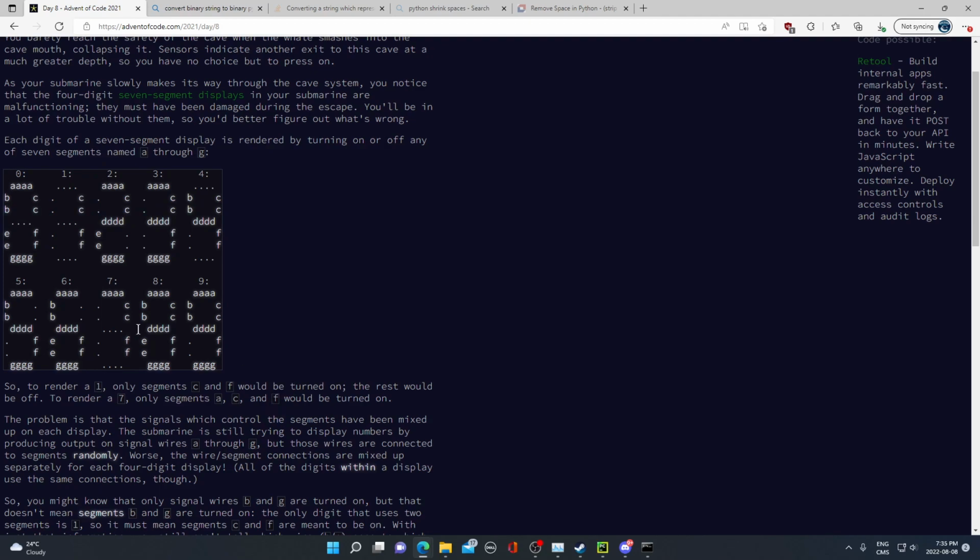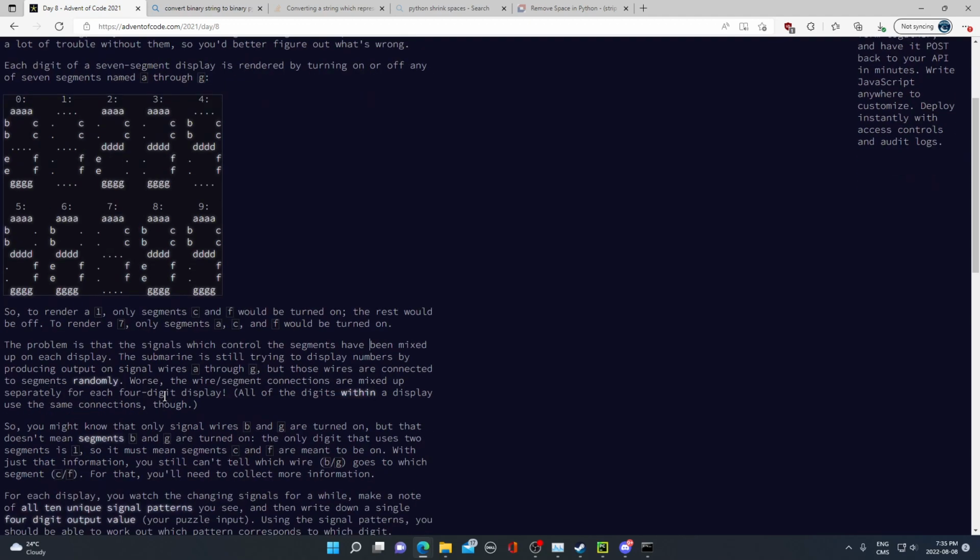The problem is that the signals which control the segments have been mixed up on each display. The submarine is still trying to display numbers by producing output on signal wires A through G, but those wires are connected to segments randomly. Worse, the wire segment connections are mixed up separately for each 4-digit display. All the digits within the display use the same connections though. So, you might know that only signal wires B and G are turned on, but that doesn't mean segments B and G are turned on.